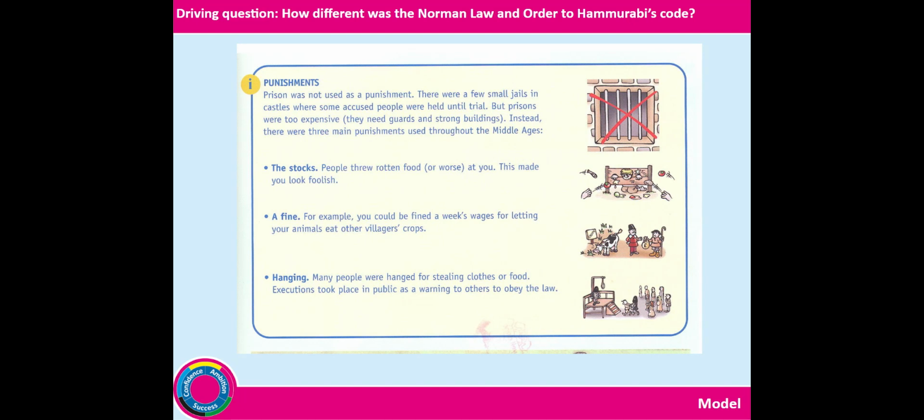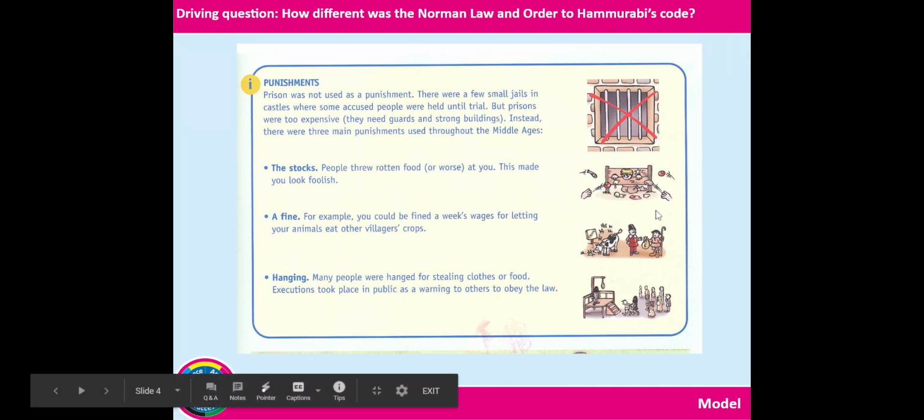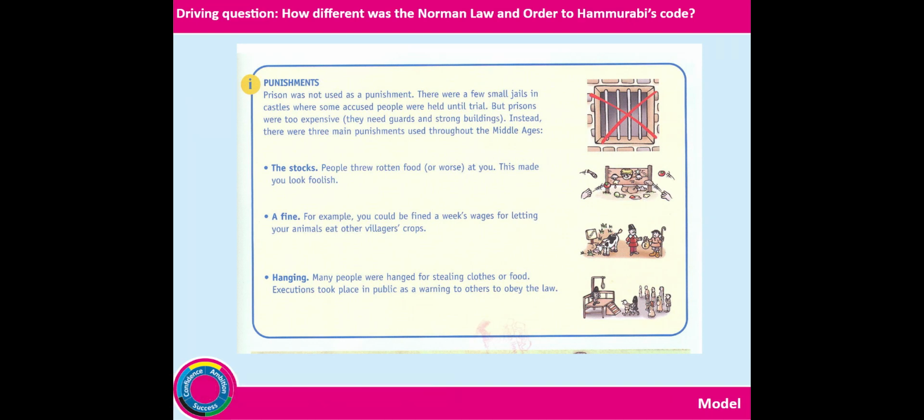You had the stocks. People threw rotten food or worse at you. This made you look foolish. Notice the stocks, you are not standing up. A pillory, you're able to stand. You had the fine. For example, you could be fined a week's wages for letting your animals eat others' crops. Hanging. Many people were hanged for stealing clothes or food. Executions took place as a warning to others to obey the law.